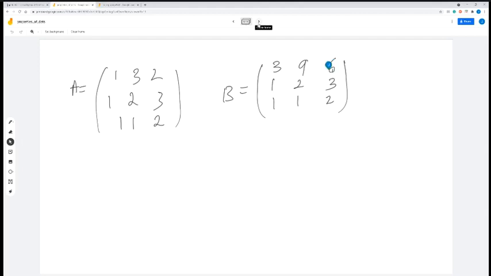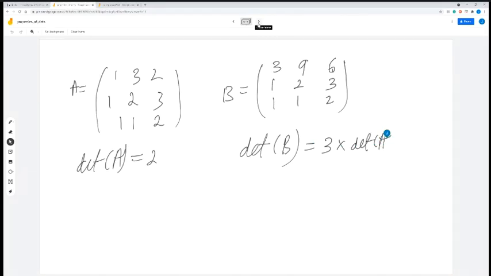The question is, I know that determinant A is equal to 2. We have just found it. What is determinant B? It is just 3 times 2. We can use this property that if you multiply one of the rows of a matrix by a number, then the determinant gets multiplied by the same number. So it's going to be 3 times the determinant of A, which is 2. So it's 3 times 2, which is 6.